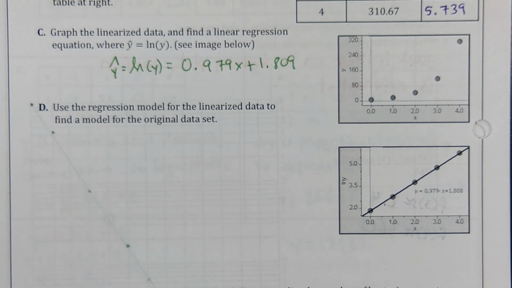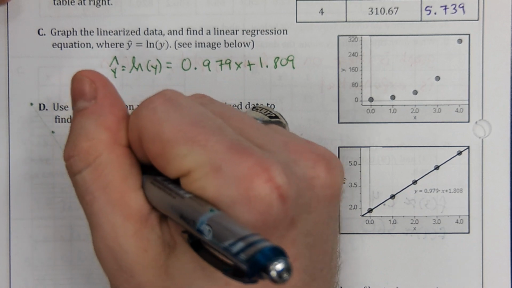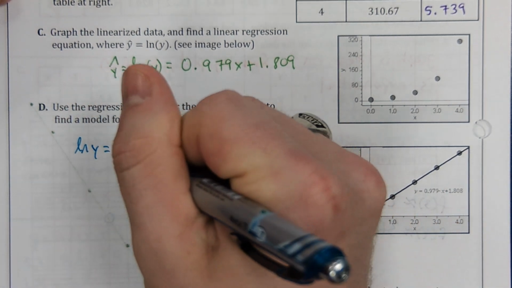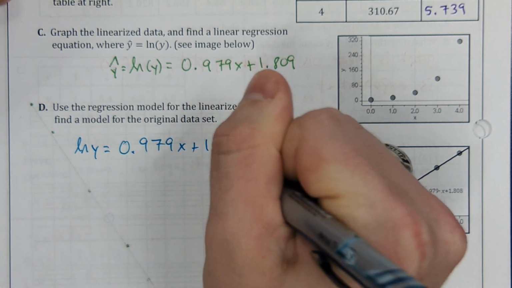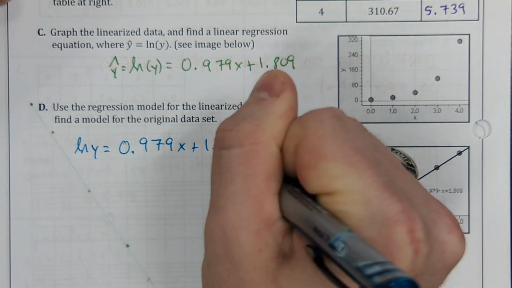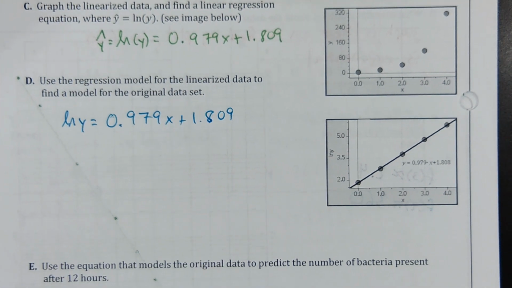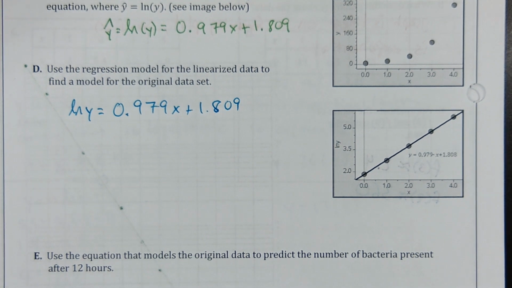What's a good color? Oh, we'll do orange and blue. Go Gators. All right, so we have the natural log of y equals 0.979x plus 1.809. And we're trying to get y by itself. How do I make the natural log go away?